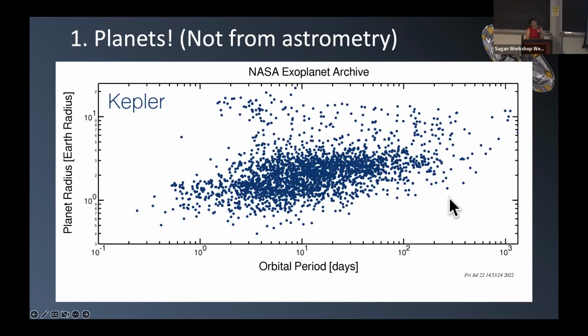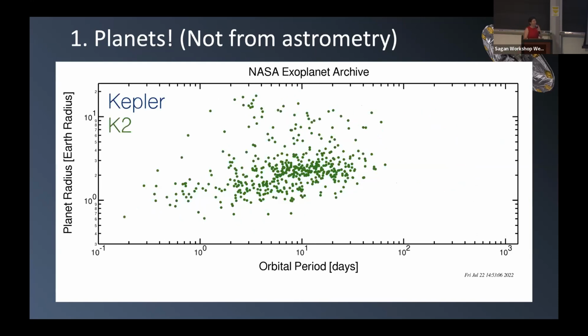So Earth would be out here somewhere, one Earth radius, 365 days. And what you can see is that Kepler did not find any Earth-like planets, which is a major bummer because that's what it was designed to do. But it did find lots of other planets, which are all really interesting, and we'll find out more about them. K2 was the sequel to Kepler. It took over in 2013 and went to 2018 after the second reaction wheel failed on Kepler.